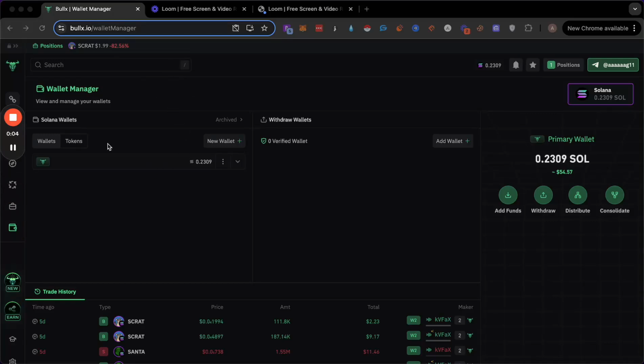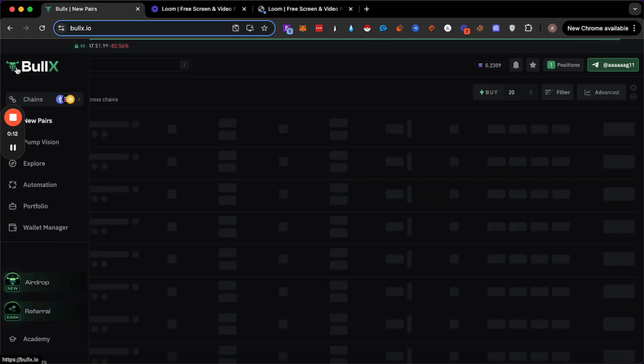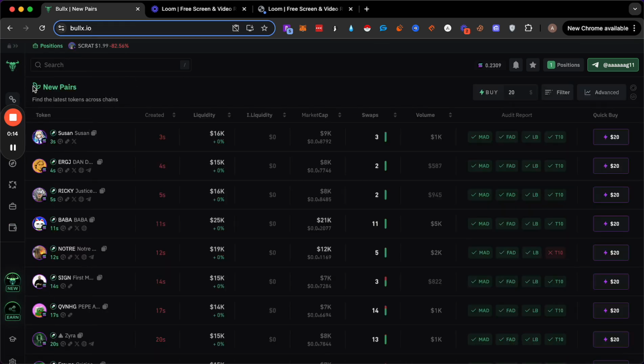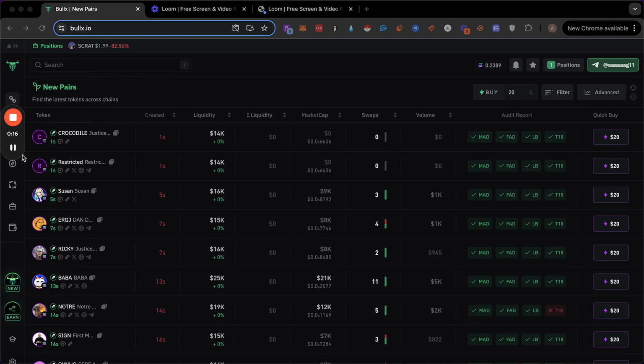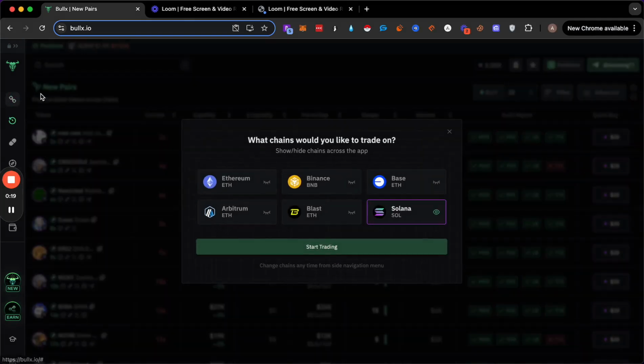So today we are going to be going over the BullX Trading Platform. For those of you who don't know, BullX is a trading platform that you can use to trade on a couple of different chains. If you take a look here, you can trade across Ethereum, Binance, Base, Arbitrum, Blast, as well as Solana.